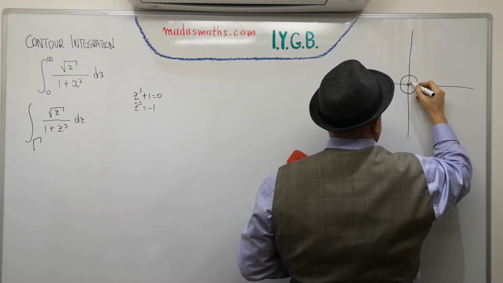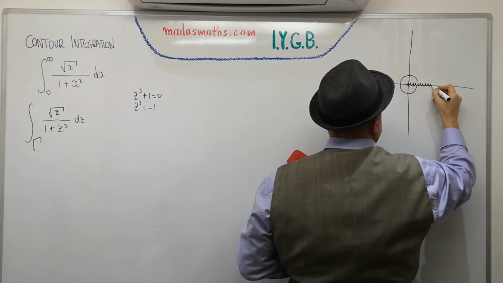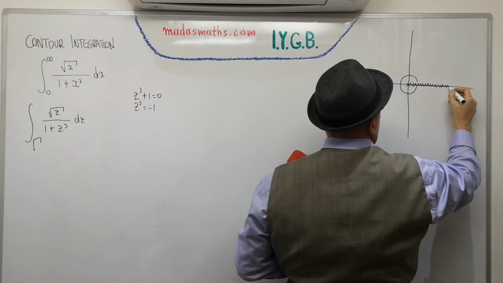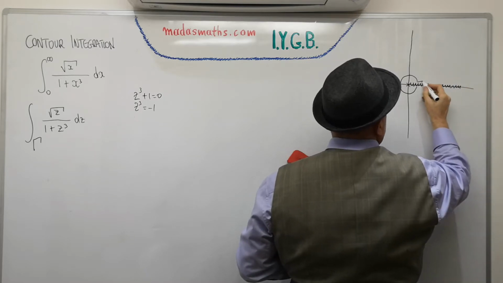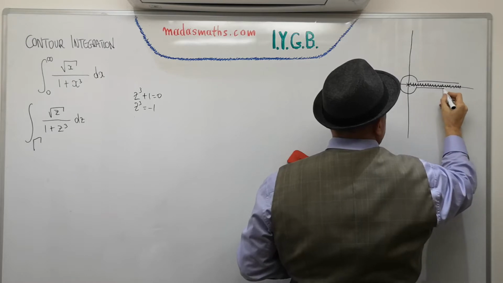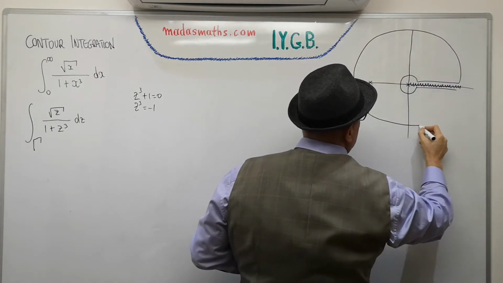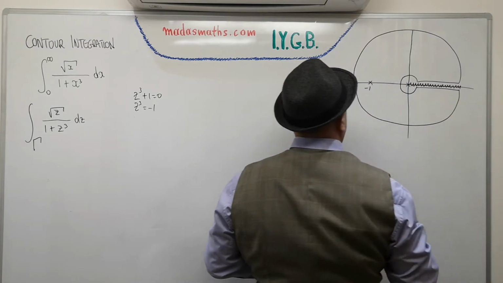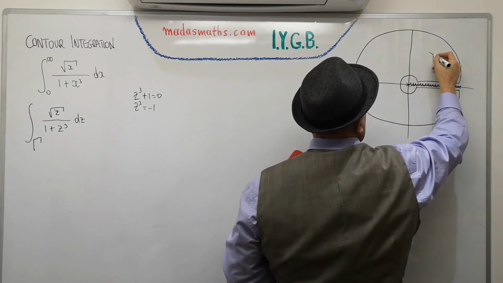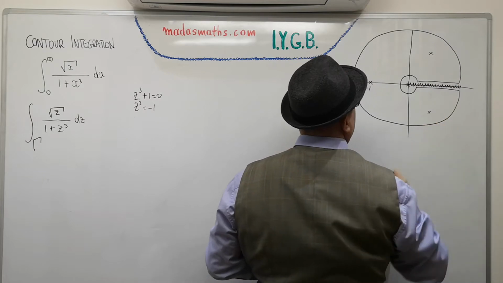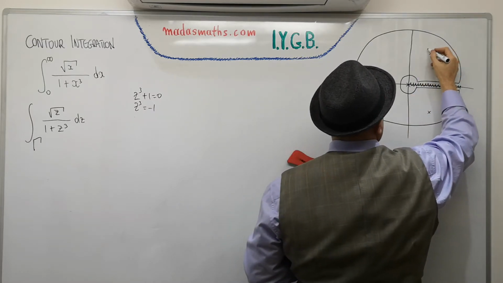I'm going to take my branch cut, indicated by this curly line on the positive x-axis, and I'm going to go just above and just below the x-axis, and then a radius sufficiently large to include all my poles. Annoyingly, I'm going to have all 3 poles inside my gamma.